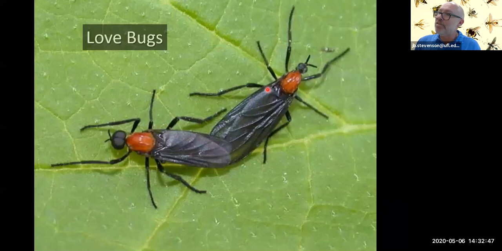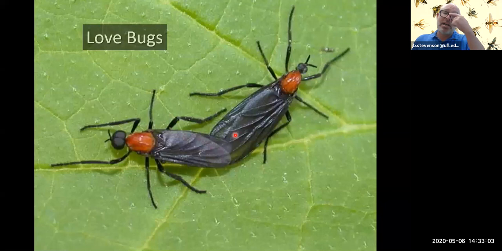The female is mostly made of ovary. So she's mostly an egg-laying machine. So, I mean, when she emerges, she can kind of tell where she is, but the male spots her, they attach, and fly off to make more love bugs.